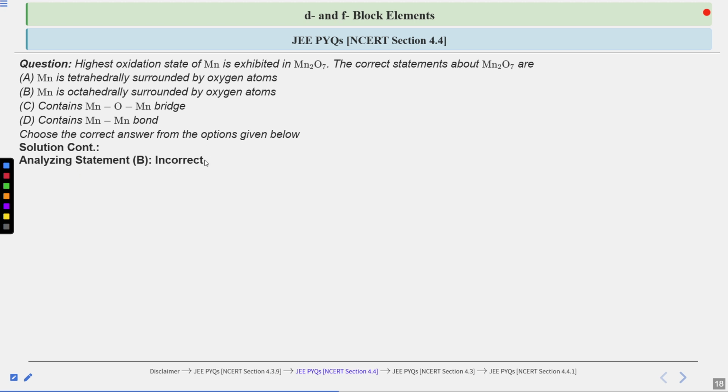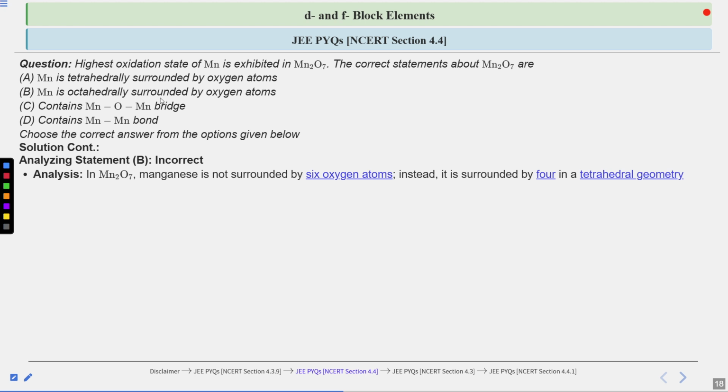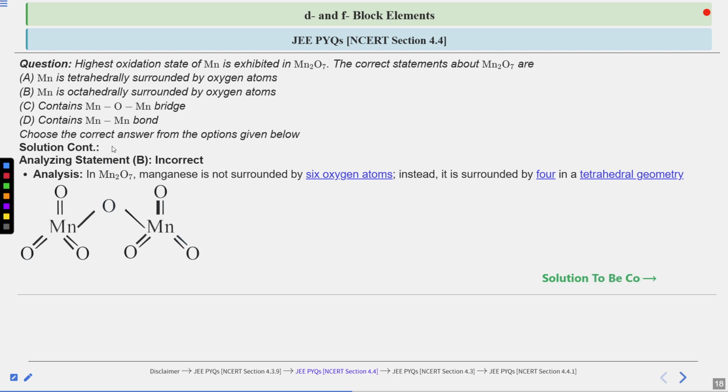Now let's analyze statement B, which is an incorrect statement. The B statement says that manganese is octahedrally surrounded by oxygen atoms. But we have already seen that manganese is tetrahedrally surrounded by oxygen atoms. So this statement will automatically get cancelled out, right? In Mn2O7, manganese is not surrounded by 6 oxygen atoms. Instead, it is surrounded by 4 in a tetrahedral geometry. You can see this in the diagram. So statement B is incorrect.